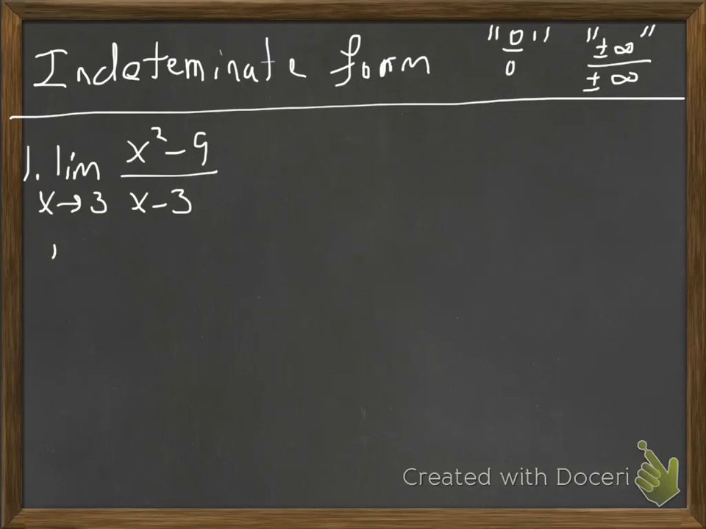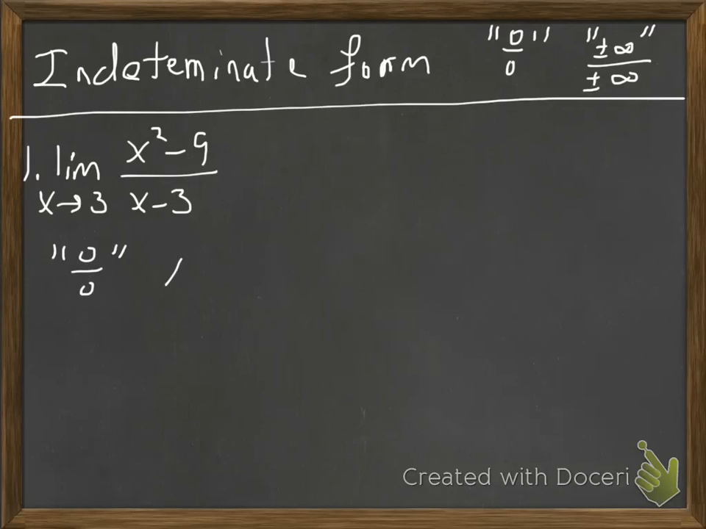Anyways, the first thing we're always going to try to do when we're evaluating a limit is, can I just directly substitute in? If we look at this one, if I plug in 3, I'm going to get 9 minus 9 over 3 minus 3, so I get 0 over 0, so we can say that that is an indeterminate form of 0 over 0.